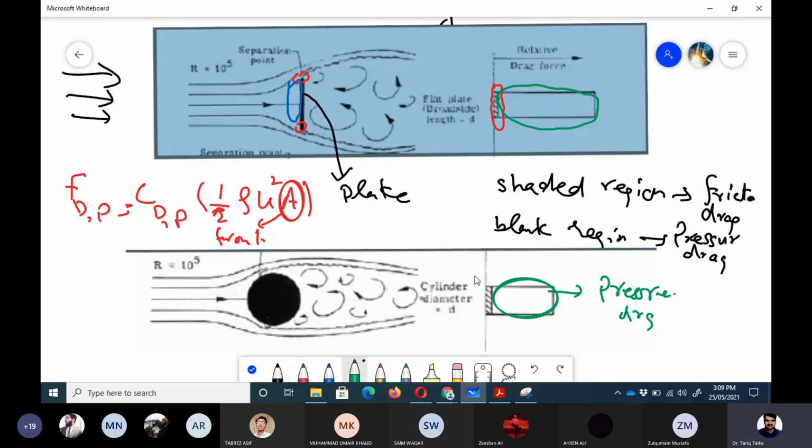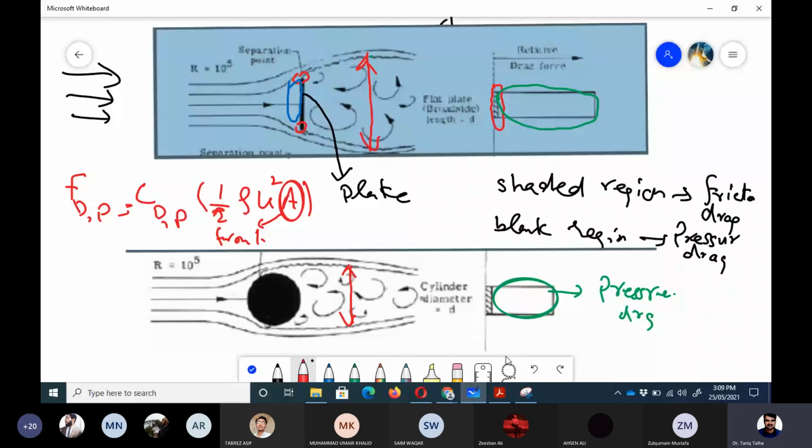And this shaded region is due to friction drag, and you can easily see the close wake region. Why is it less? Because here the wake region was this one, very big, but in this case the thickness of the wake region is a little bit less. So when the wake region or the flow separation region is a little bit thinner, the pressure drag component would be a little bit less, right?